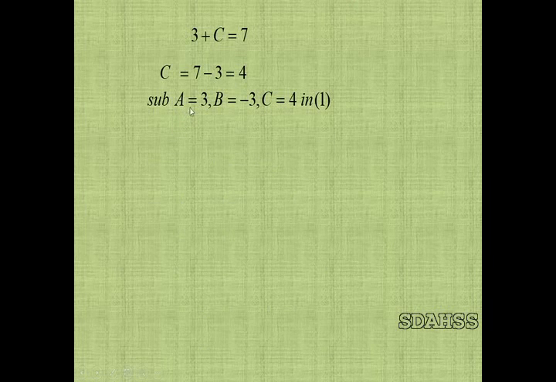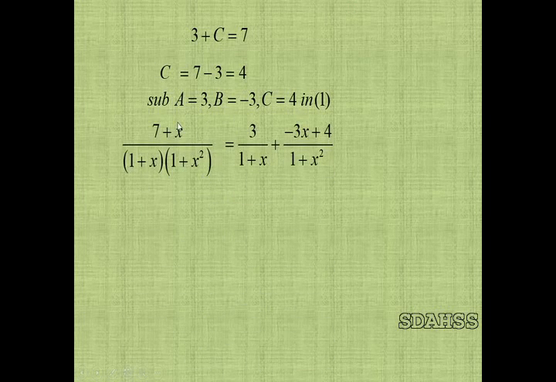Now substitute A is equal to 3, B is equal to minus 3 and C is equal to 4 in the first equation. So the first equation becomes (7 plus x) divided by (1 plus x) into (1 plus x square) is equal to 3 by (1 plus x) plus, in the place of B substitute minus 3x, plus in the place of C substitute 4, divided by 1 plus x square. Which is equal to 3 divided by (1 plus x) plus, the numerator can be written as (4 minus 3x) divided by (1 plus x square).